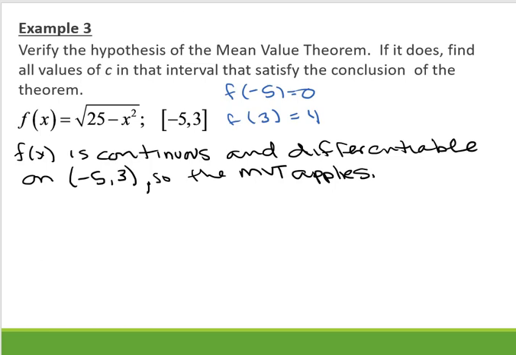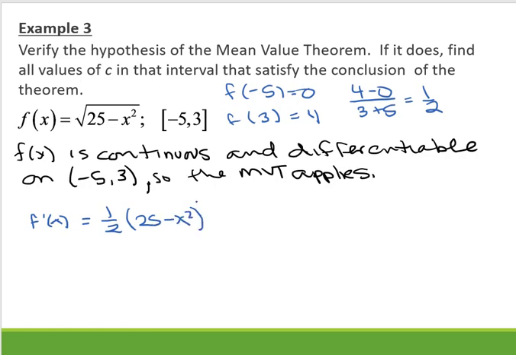So what I need is I need to set my derivative. So f prime of x, which is 1/2 times 25 minus x squared to the -1/2 times by a -2x. I set that derivative equal to this, equal to my slope of my secant line, I should say. So I have a negative x on top. I have the square root of 25 minus x squared on the bottom. I cross multiply.